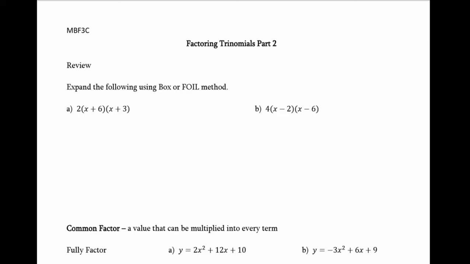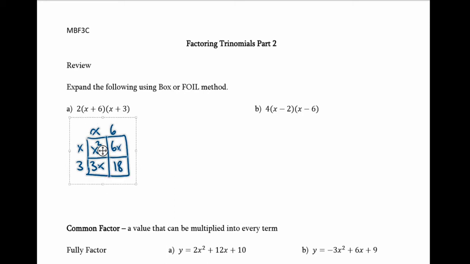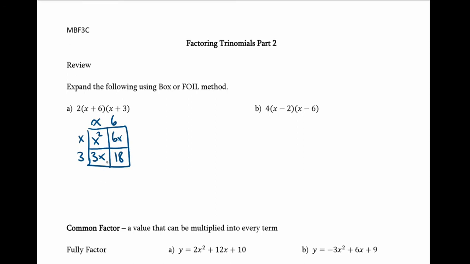I'm going to do one in each. In the first one, if we use the box method, let's multiply our two binomials first. So x and 6, x and 3, we get x squared, 6x, 3x, and 18. So that works out to x squared plus, remember, add up those diagonals, 9x plus 18.